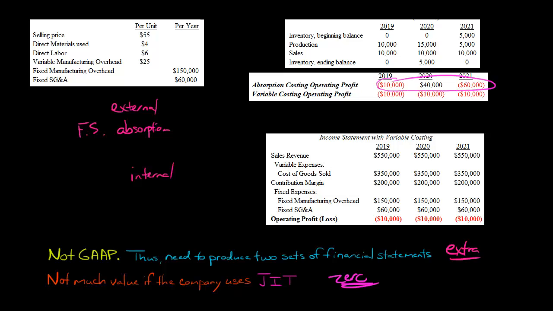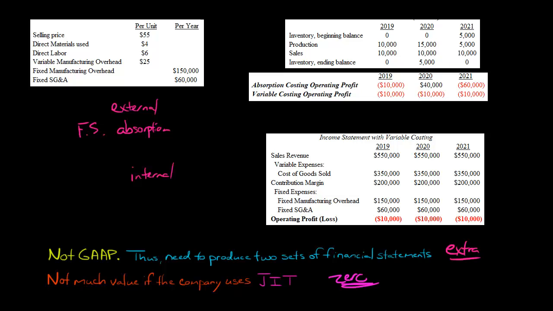Okay, remember, changes in inventory can lead to fluctuations in operating profit when a company is using absorption costing. Because if the company produces more units than it sells, it's going to defer some of the fixed manufacturing overhead to future periods, and that's going to make the company look more profitable in the current period than it is, and so forth. We've talked about that in prior videos, so I don't want to get too into it.